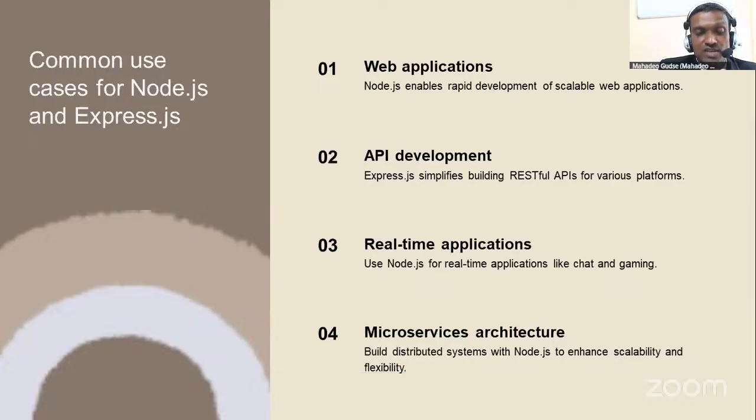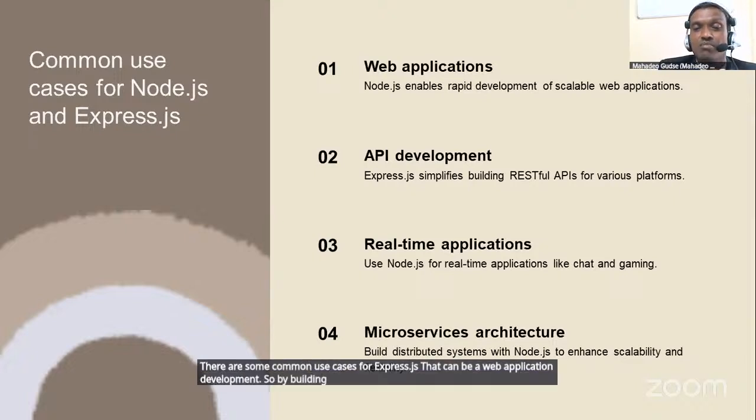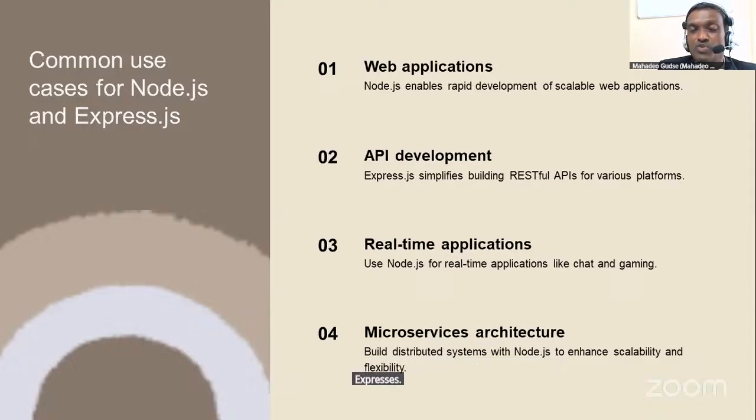Some common use cases for ExpressJS: web application development. By building the backend, Express is very famous for creating a backend. Express provides fundamental building blocks for creating the server-side logic of web applications, like handling routing, middleware, templating, and serving static files.